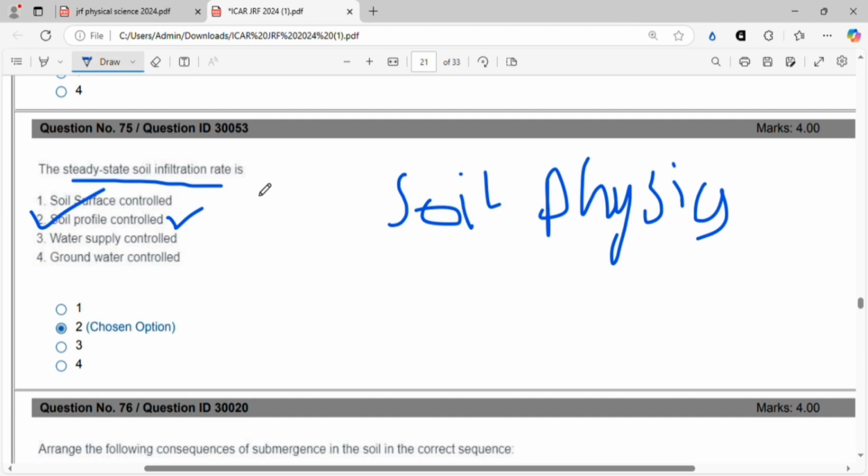What is the steady state infiltration rate? It is when the soil is saturated, the infiltration at that point of time. There is no transient flow, there is no addition or deletion of water. It is the same amount of water that is present, and that steady state infiltration is only profile controlled. How far the profile is porous, how far the profile is permeable, that determines the steady state soil infiltration rate, and it is not controlled by soil surface or the water supply or groundwater, because it has been stated as steady state. All right. So option 2 is the correct option.